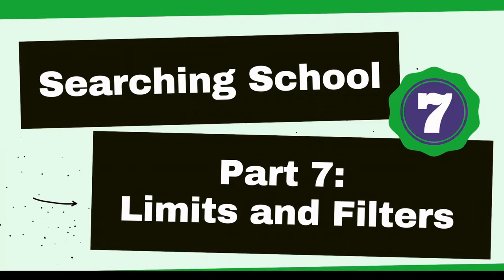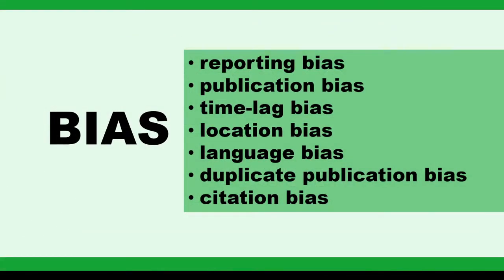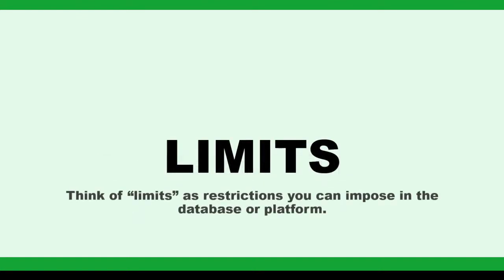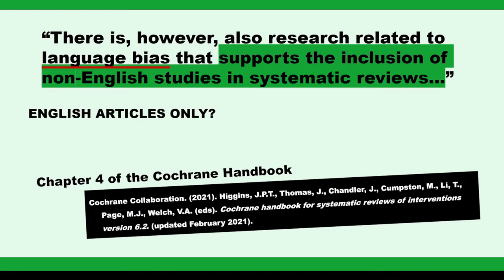In systematic searching, we work hard not to introduce bias into our search. For that reason, we typically do not make very many limits on our search. Let's talk about some common misconceptions around applying limits. It is not recommended to search for English articles only, as this creates a language bias. Even if you ultimately cannot get an article translated, you should still be aware that it exists.